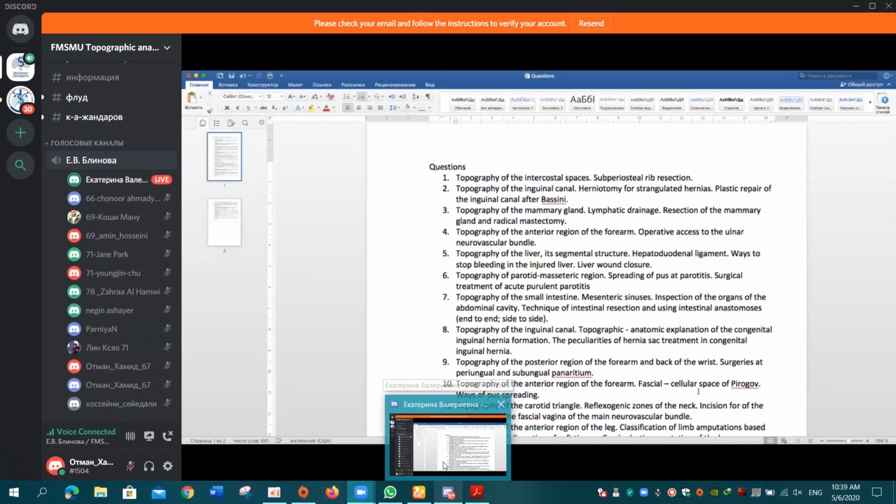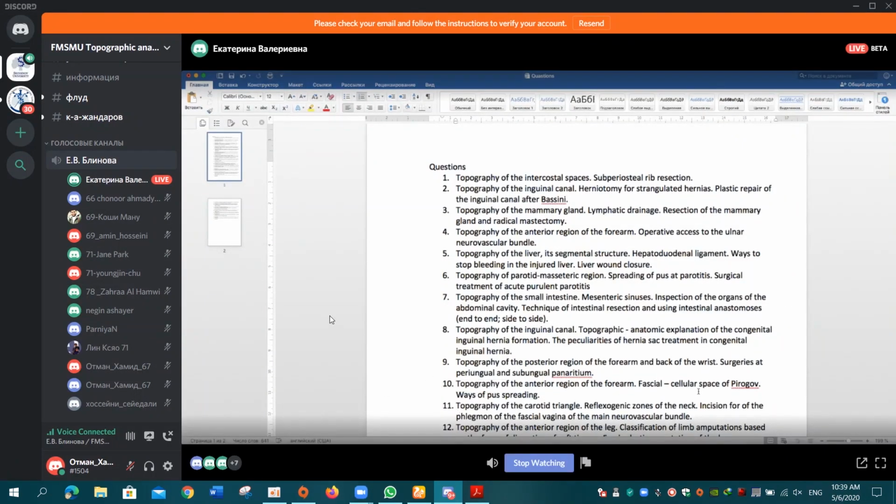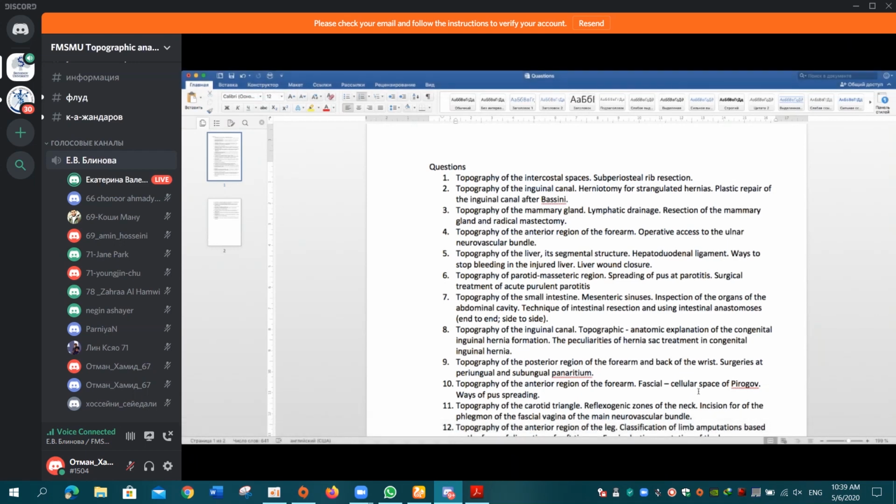Blood supply of the mammary gland: the intercostal artery, the lateral thoracic artery, and the internal thoracic artery. The vein drainage: the lateral thoracic vein drains to the axillary vein, and the internal thoracic vein and intercostal vein drain to the superior vena cava. Then lymphatic drainage: lymph drains to the axillary lymph nodes.